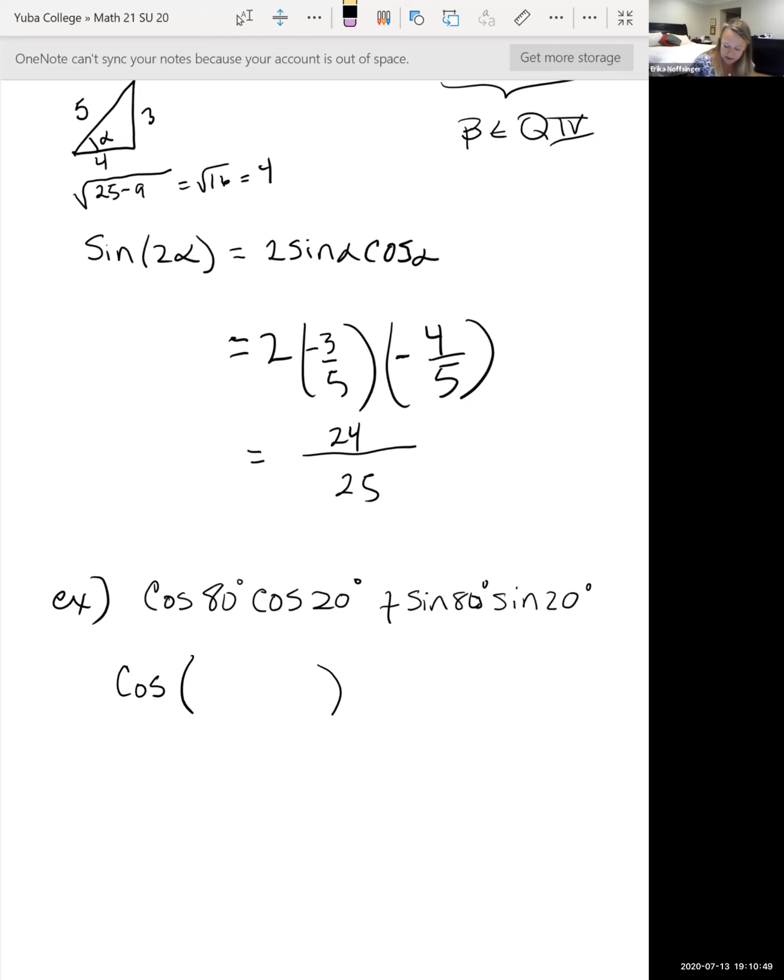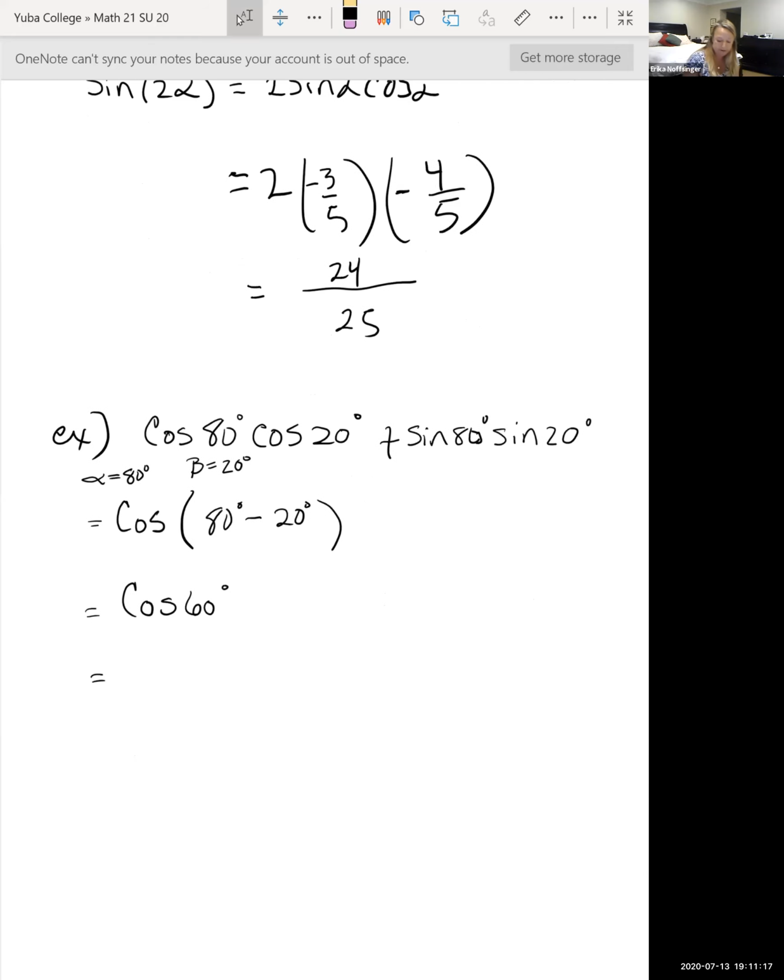Let alpha be 80. Let beta be 20 degrees. Cosine, there was an opposite sign in between here. So this would be cosine of alpha minus beta, which is 80 degrees minus 20 degrees. This gives me a cosine of 60 degrees. My brain is excited because I know that one, and that's 1/2.